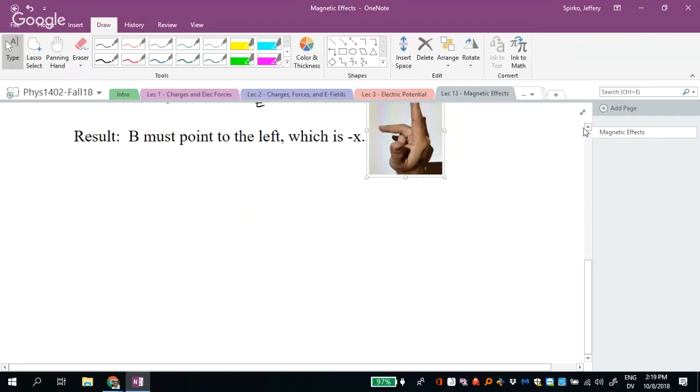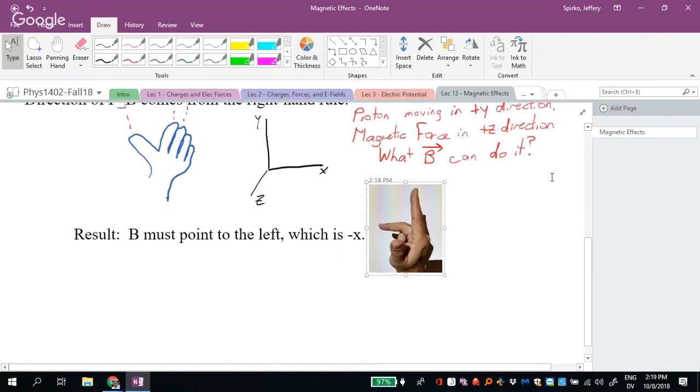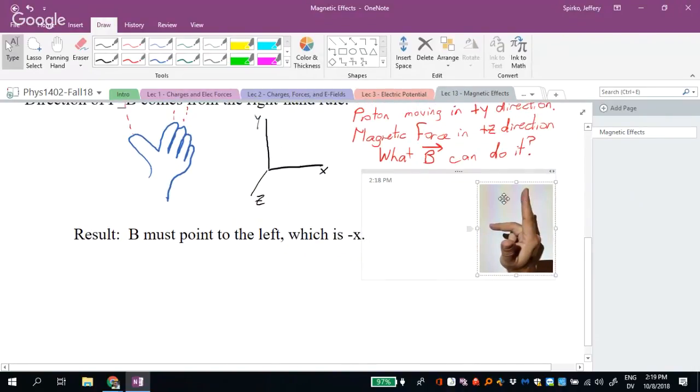So there is the photo of my hand, which was doing that exact configuration.